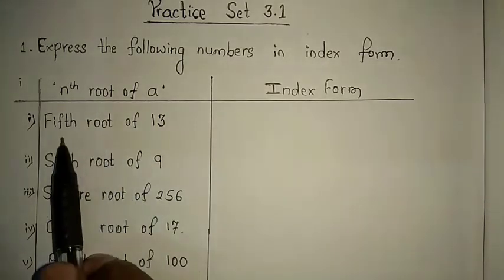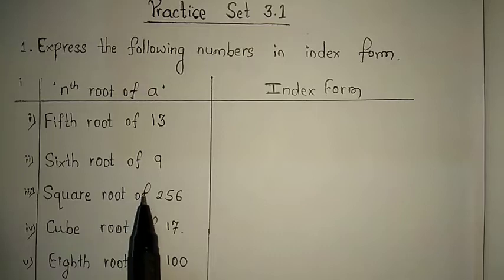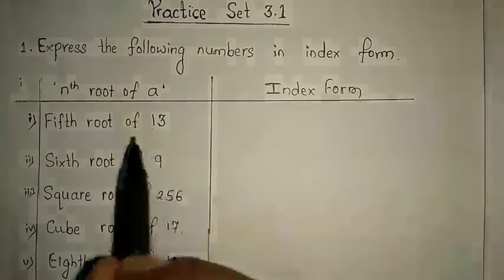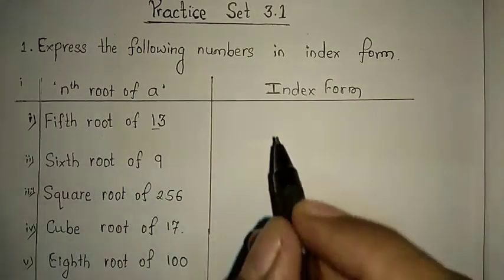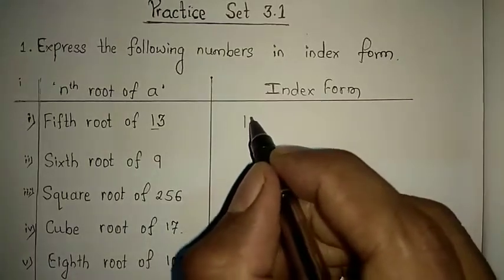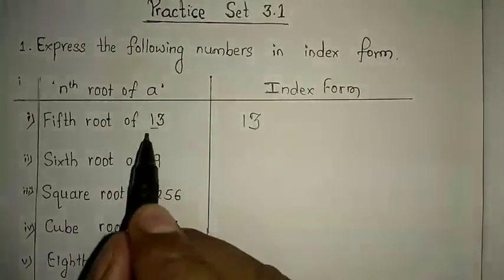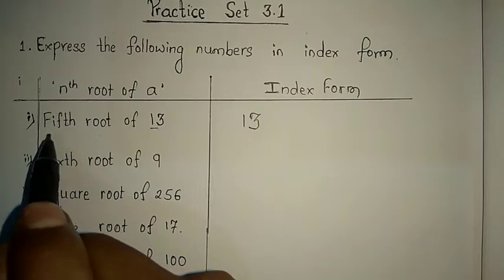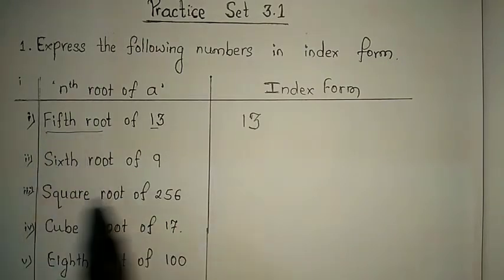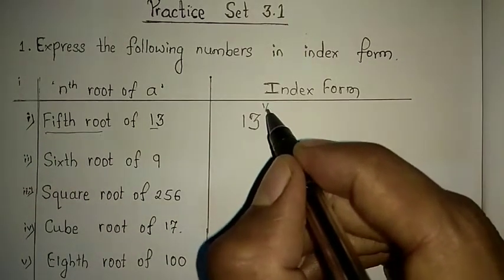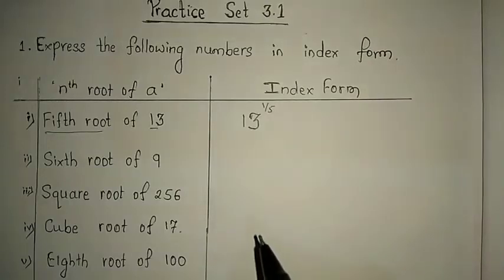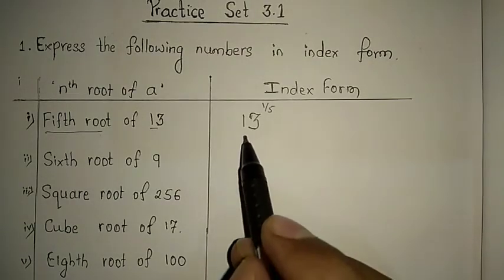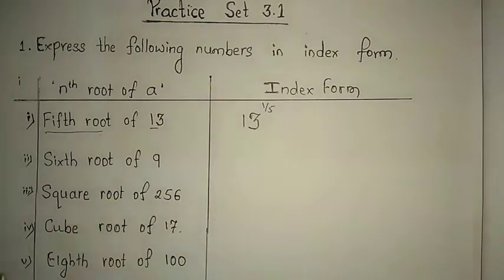The first question is fifth root of 13. So what is the base here? Base is 13. So first we will write 13 here. And which root? It is the fifth root. Fifth root means 13 raised to 1 divided by 5. So this is the answer. Only this much you have to write, and this is the answer.